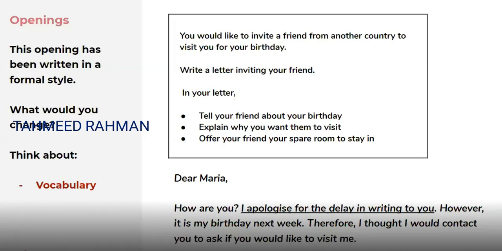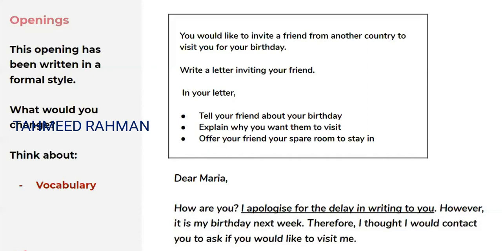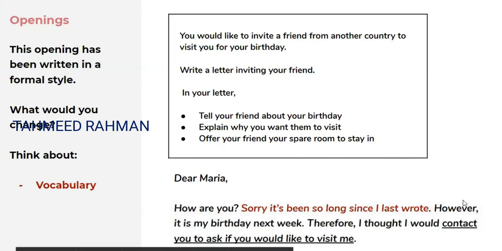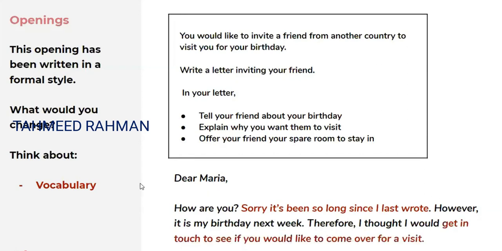Now, in this part, "I apologize for the delay in writing to you" is kind of formal, I would say. So rather than that, you can change it to informal: "Sorry, it's been so long since I last wrote." That's quite informal, yeah? You are not using any structured language or formal sentences. And then instead of saying something very formal, you say, "I thought I would get in touch to see if you'd like to come over for a visit."